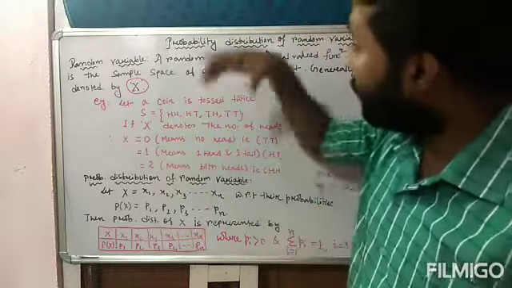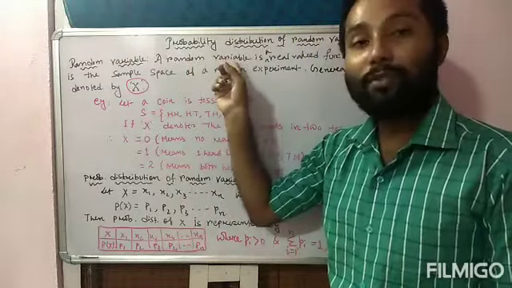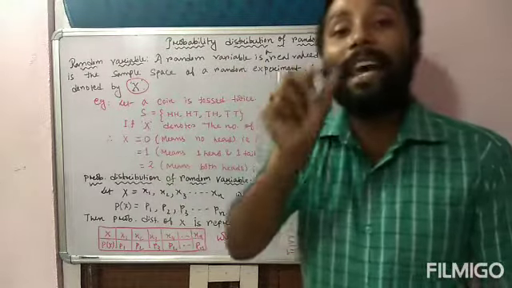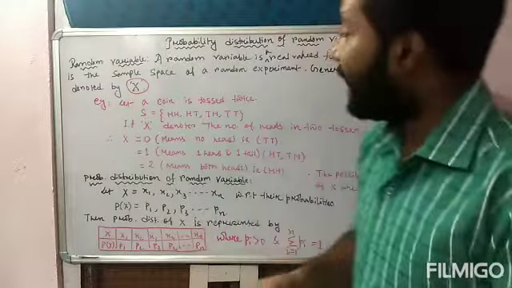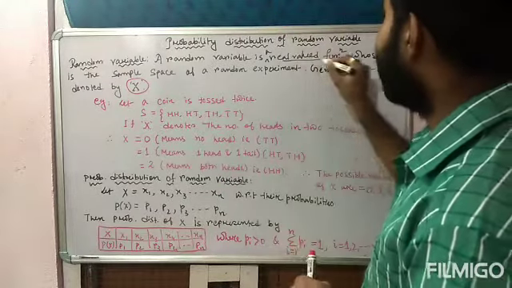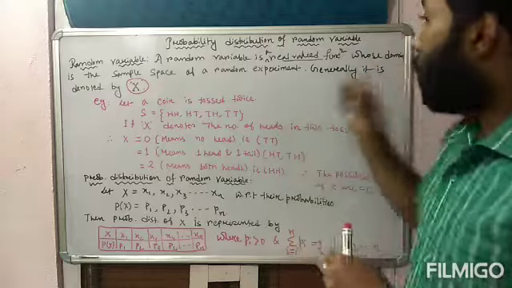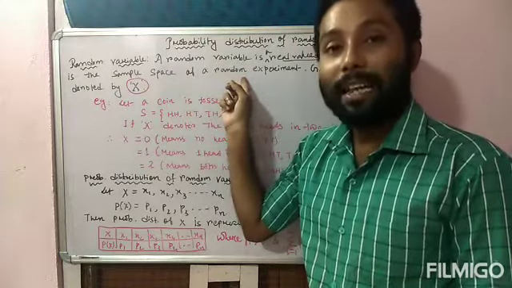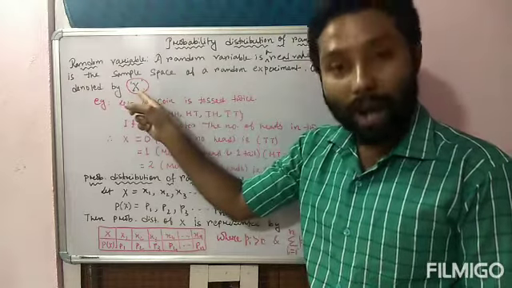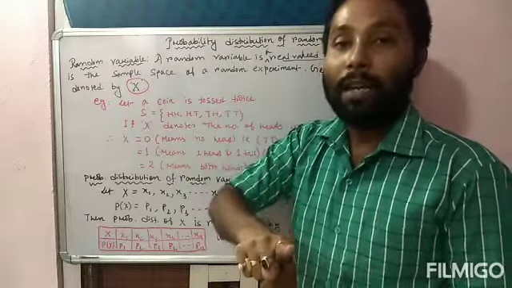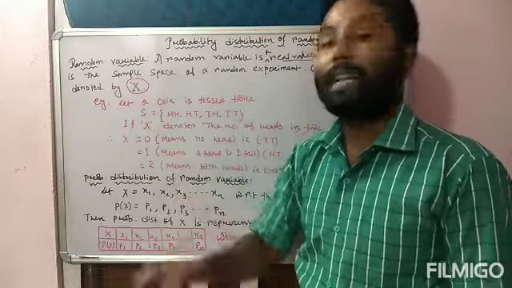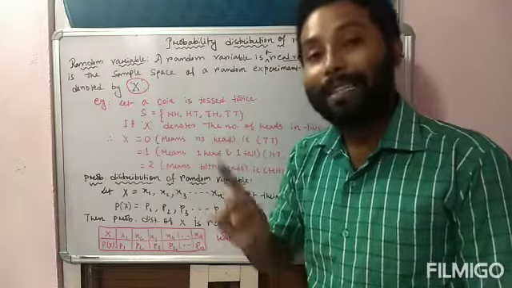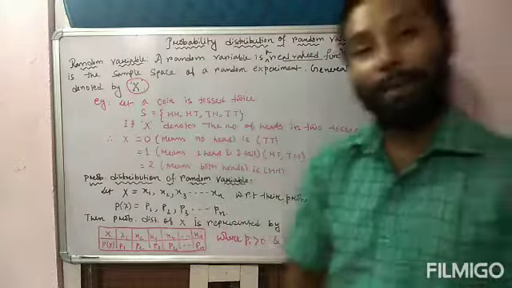So again go through the definition. Random variable is what? A real valued function. Real valued means real numbers whose domain is the sample space of a random experiment. That means जो x का value होगा वो सब value sample space में होना चाहिए. जिसका domain वो value sample space में नहीं रहेगा, but whose domain is the sample space of a random experiment.